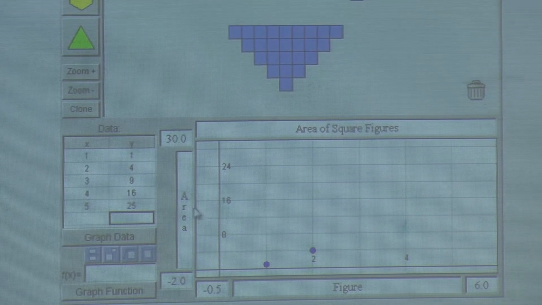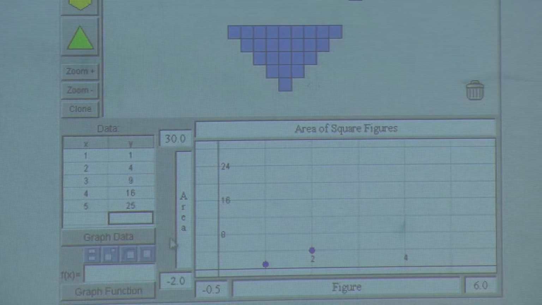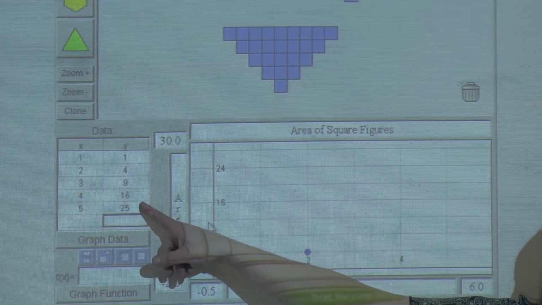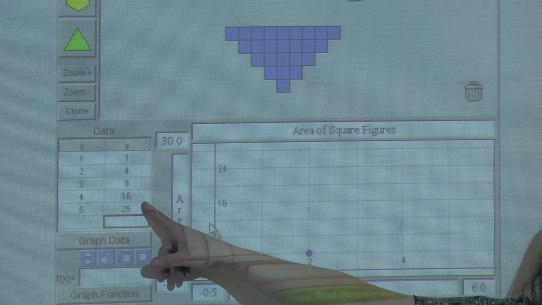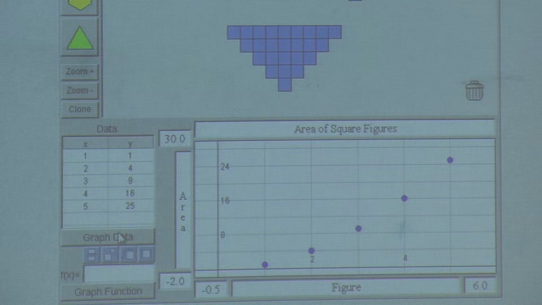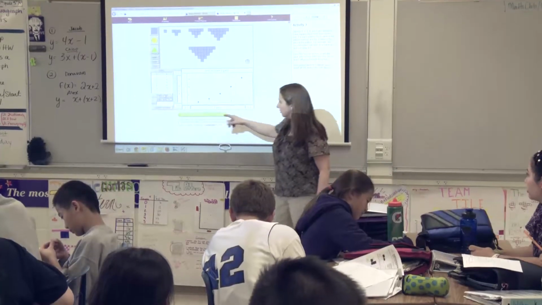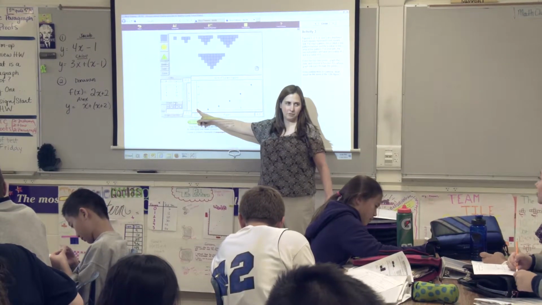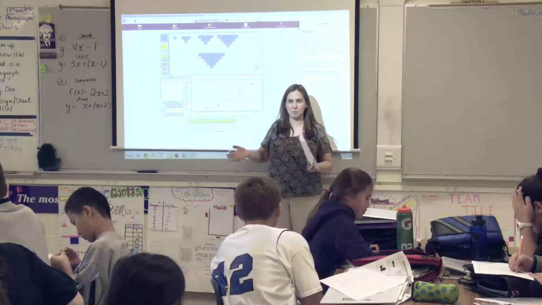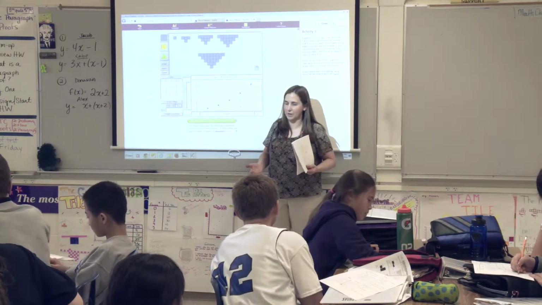Hey, are you done getting your data in? Haley has 9, 16, and 25. Do you agree? Yep. Okay, so let's go ahead and graph the data. What Haley said initially is that it's not proportional because it doesn't go through the origin. I think there are some other issues. What else does it have to be proportional? Not just go through the origin, but what else?